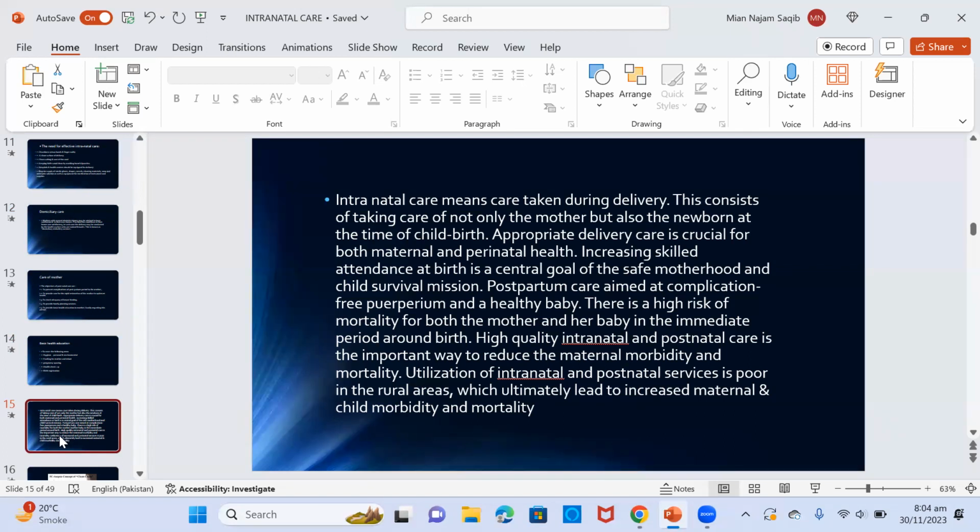Increased skilled attendance at birth is a central goal of the Safe Motherhood and Child Survival Mission. Postpartum care aims at a complication-free puerperium and a healthy baby. There is a high risk of mortality for both the mother and her baby in the immediate period around birth. High-quality intranatal and postnatal care is an important way to reduce maternal morbidity and mortality. Utilization of intranatal and postnatal services is poor in rural areas, which ultimately leads to increased maternal and child morbidity and mortality.